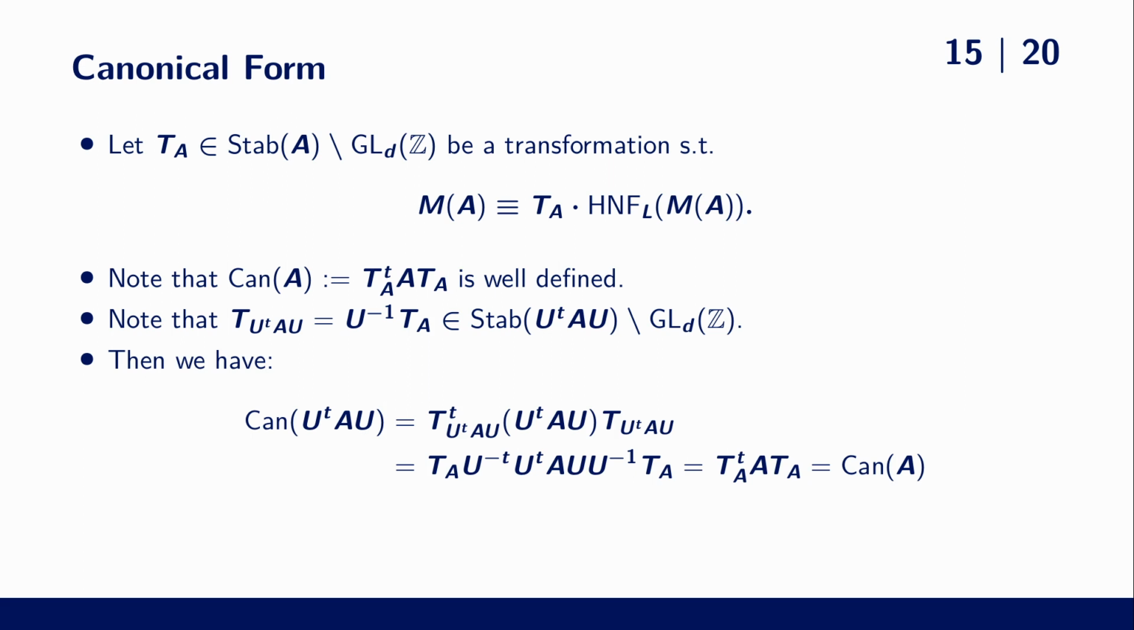And now it's just a simple matter of filling it in. So if you look at the canonical form of U transpose AU and you work out the details, you see that it's exactly the same as the canonical form of A. And of course, the output of this canonical form is equivalent to the input because we've only applied a unimodular transformation in the definition. So we've succeeded in building our canonical form.